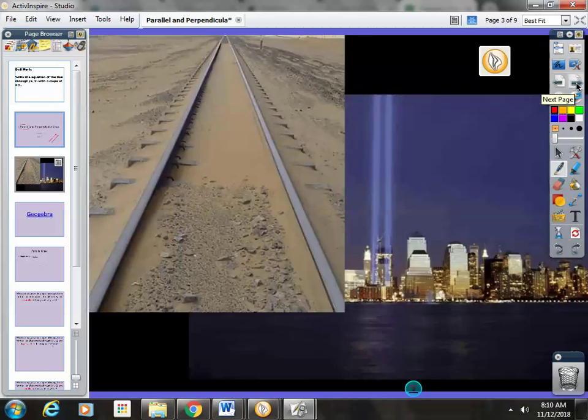Here's some examples. I have the Twin Tower Memorial. Those parallel lines represent the Twin Towers that once stood. Railroad tracks. The bricks on the wall. Those lines are parallel to one another. Tiles on the floor. Lots of things that are parallel to one another.